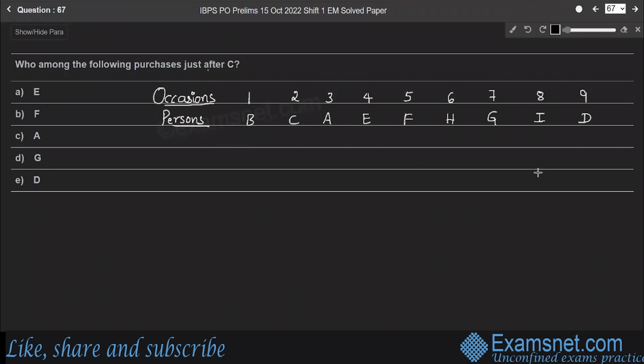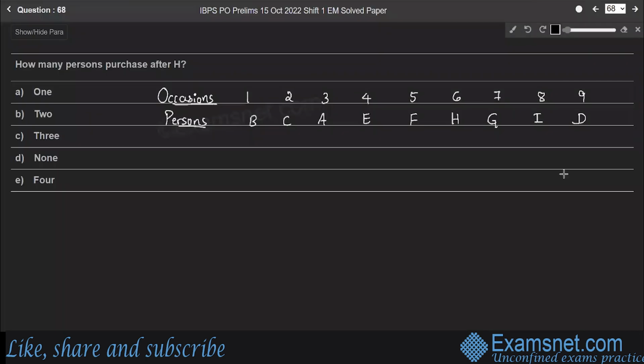Question 67. Who among the following purchases just after C? So just after C, A purchases the item. Therefore, option C is the right answer. Question 68. How many persons purchase after H? After H, 3 persons purchase. So G, I and D are the 3 persons. Therefore, option C is the right answer. 3 persons purchase after H.